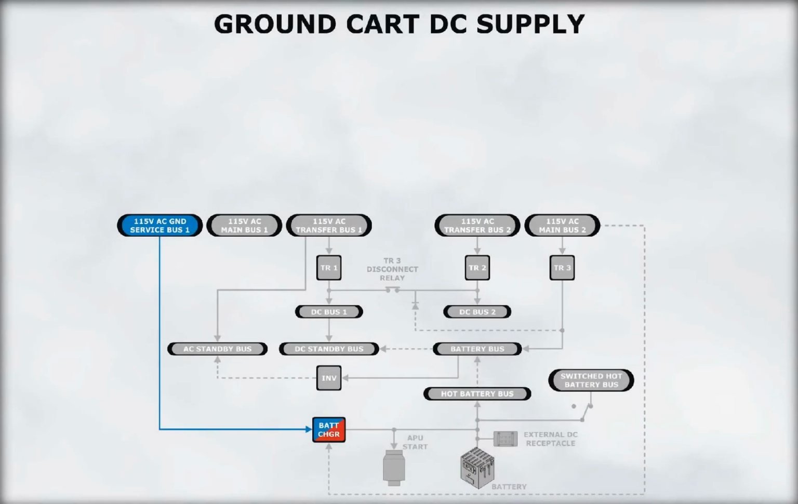The ground service bus supplies electrical power to utility outlets located throughout the cabin, the battery charger, and it is used for cabin lighting. When the ground service bus is powered, ground personnel can clean the aircraft while the other electrical buses are unpowered.